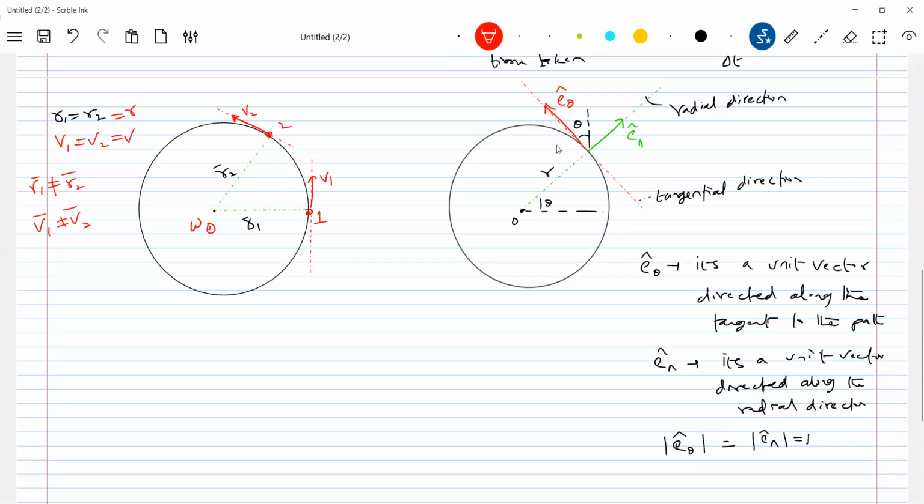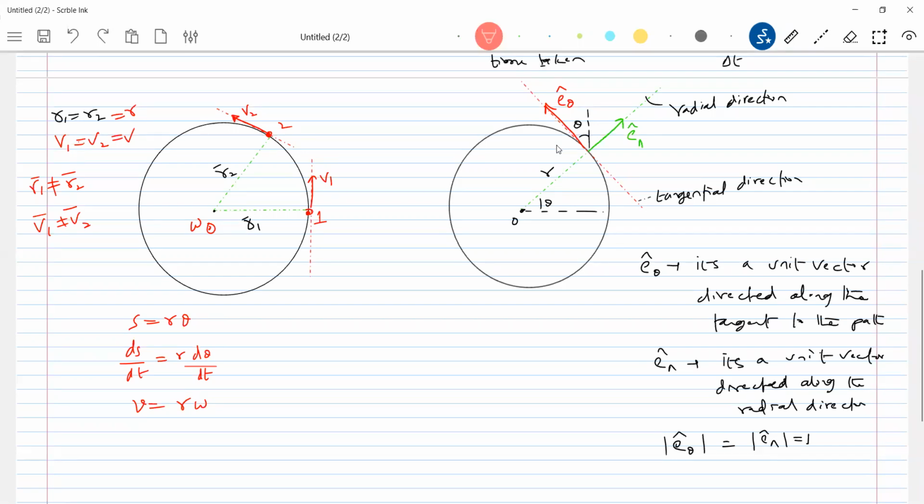Let's go with S equal to R theta. I'll differentiate this: ds by dt equals r into d theta by dt. Even r can be variable for some types of motion, but for the time being, let me assume it's circular motion of constant radius. So ds by dt becomes the linear speed. V is ds by dt, called the linear speed. And omega is d theta by dt.